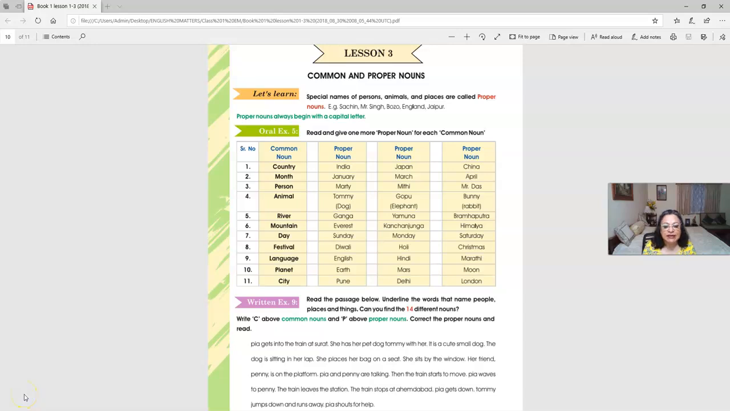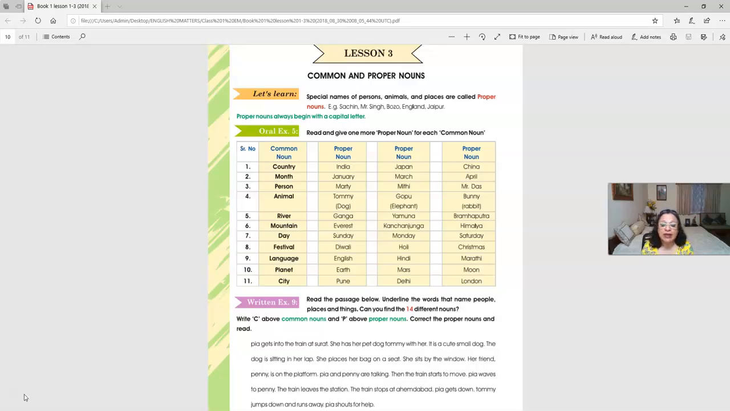Now we have studied that the name of anything is a noun. It's called a noun. Nouns are naming words. It can be names of persons. It can be names of animals. It can be names of places. It can be names of things.